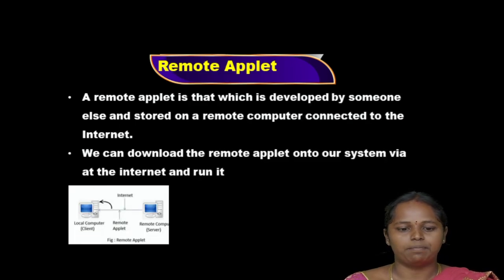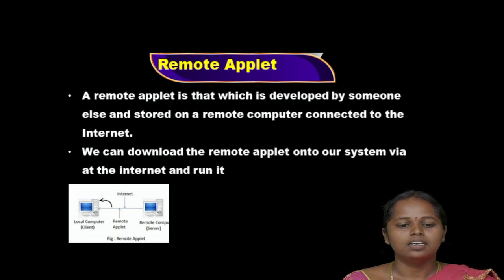And then remote applet. A remote applet is one which is developed by someone else and stored on a remote computer connected to the internet. We can download the remote applet onto our own system via the internet and run that applet. To locate and load the remote applet, we must know the applet's address on the web. This address is known as the Uniform Resource Locator, that is URL, and must be specified in the applet tag in the HTML document as the value of the codebase attribute.